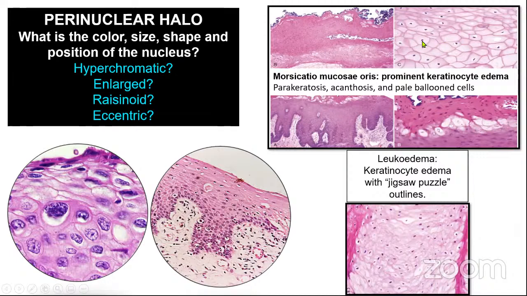Center, small halo. But here we see that the cells have a pale ballooned appearance to it. The cytoplasm is not pushed to the rim. So here you're not looking at a koilocyte, but you're looking at keratinocyte edema. So these could be mimics of the original koilocyte.